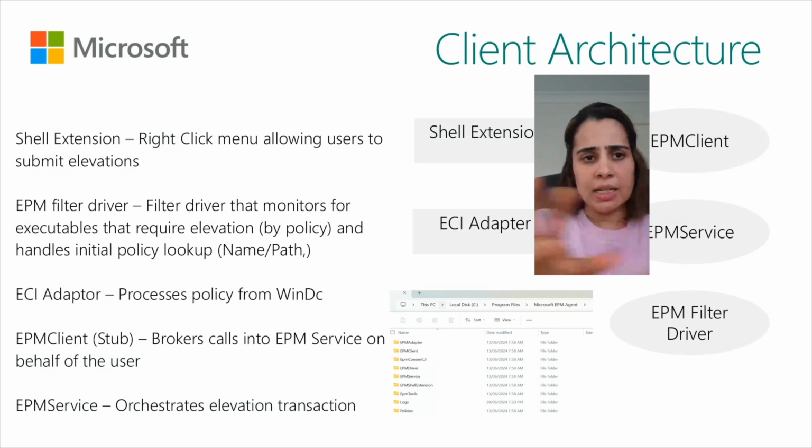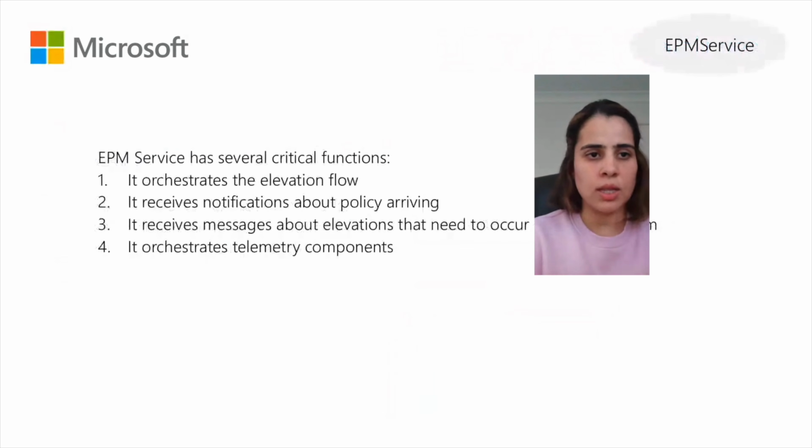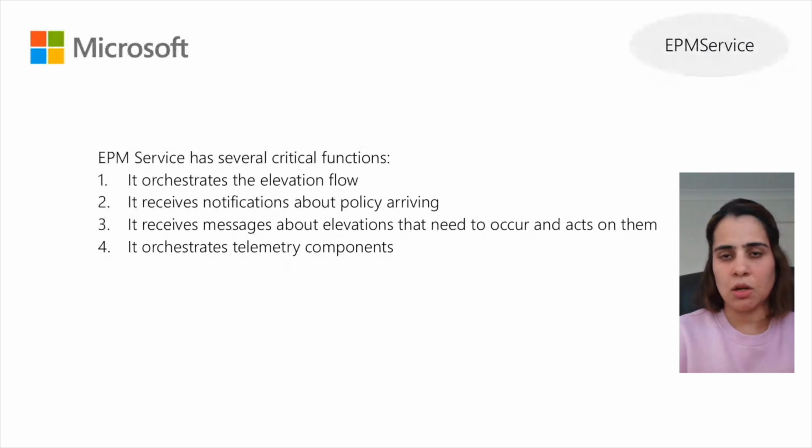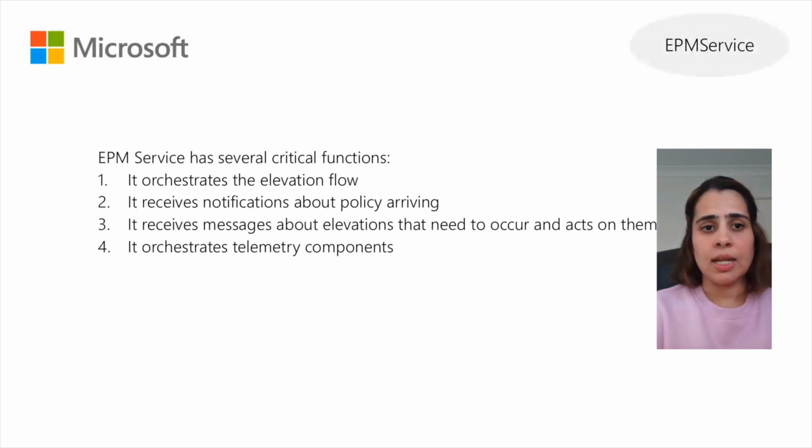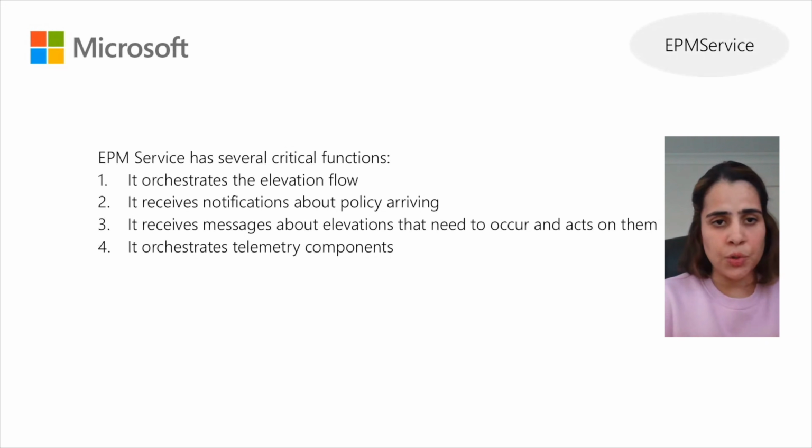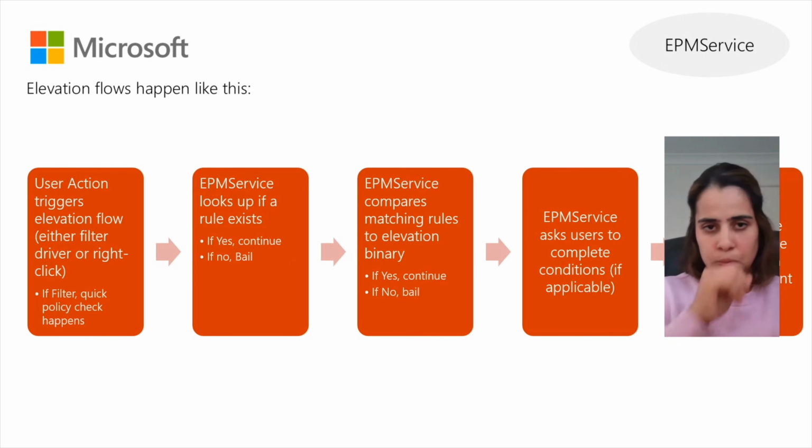Now, with that information in mind, it is the EPM service on that particular device that is doing everything. It is looking at the elevation flow when you do right click run with elevation. It is looking for any notification about a policy arriving. So imagine if you're creating new rules, it will look for that. It will receive messages and it will orchestrate any kind of telemetry that you need to do. So at a very high level, this is the flow.